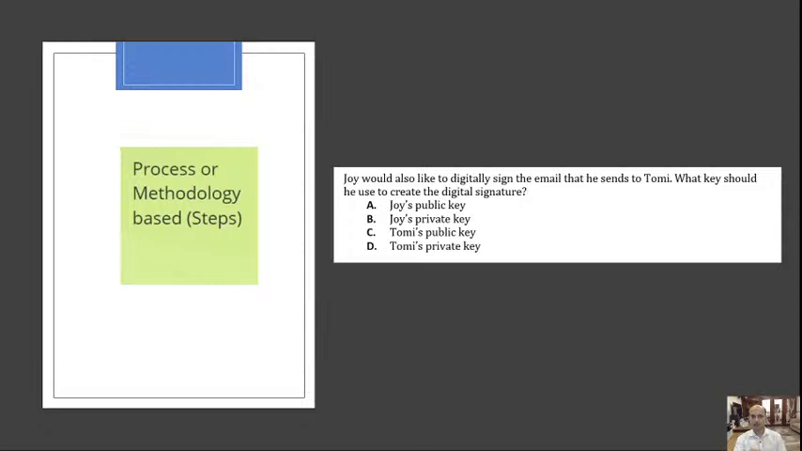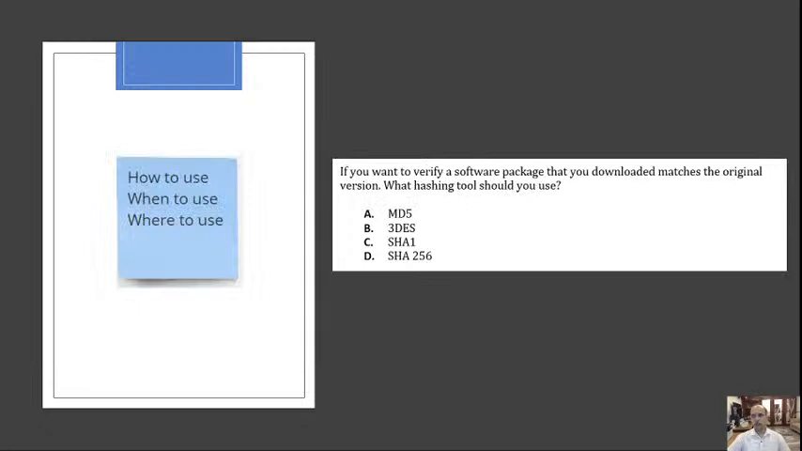So Joey's private key is what he will use to encrypt that particular message and send it, and Tommy will use the public key of Joey to decrypt that message and read it, right? So this type of question is based on the steps. Now let's take one more question, which is related to how to use, when to use, and where to use.